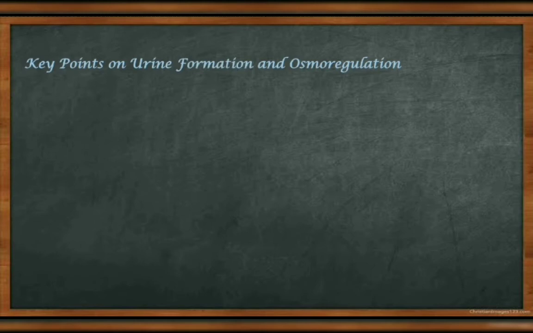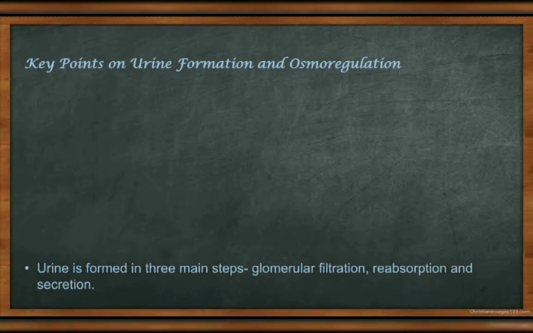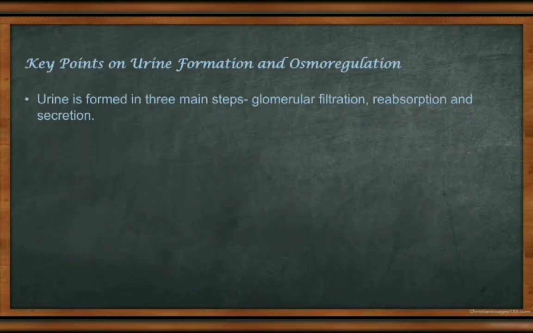Okay, next one. Now some key points of urine formation and osmoregulation. There are so many key points, but you only have to remind yourself of them. Urine is formed in 3 steps that I already told you: glomerular filtration, reabsorption and secretion. Glomerular filtration is the filtering of blood substances from the glomerulus into the Bowman's capsule.